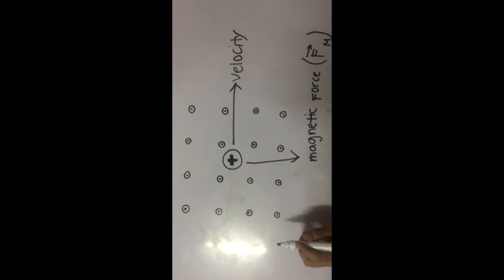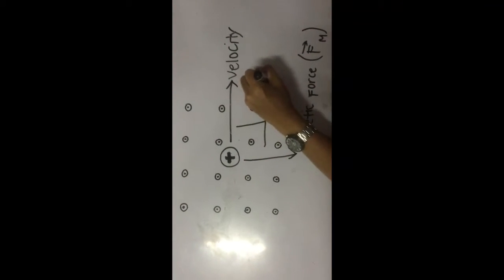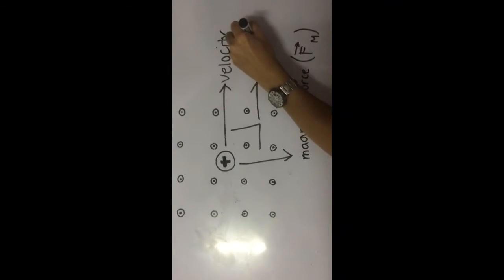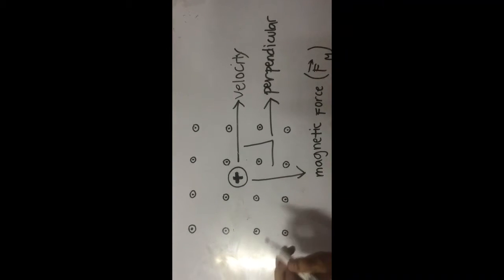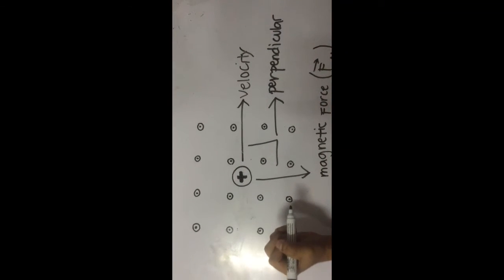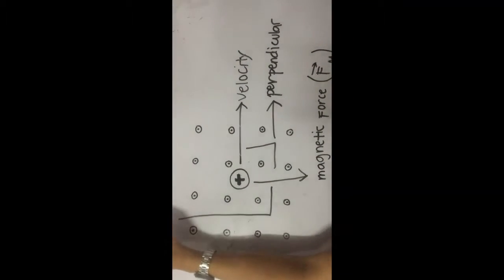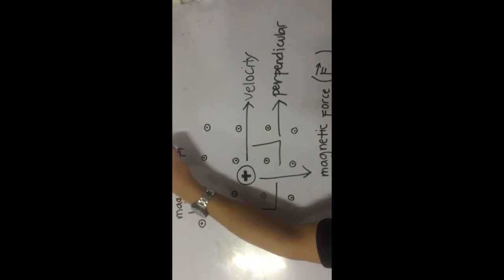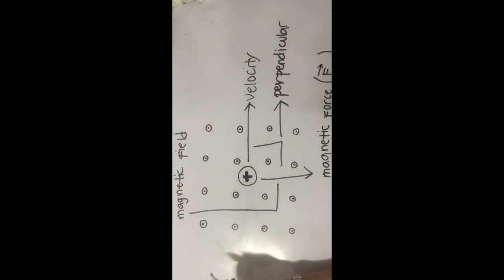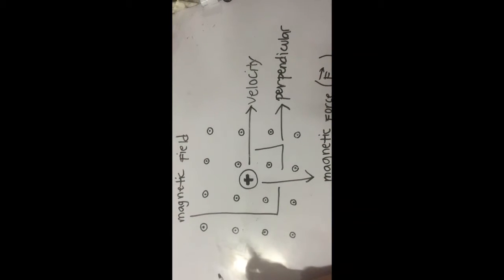Okay, then. Now, the thing you need to remember is that the magnetic force is perpendicular to the magnetic field. But the velocity vector and the magnetic field vector don't have to be perpendicular to each other.